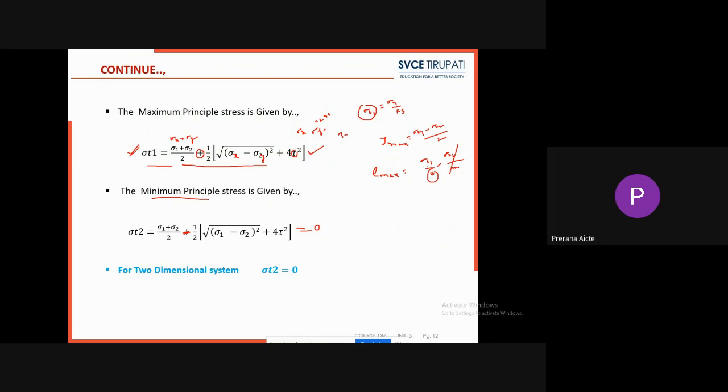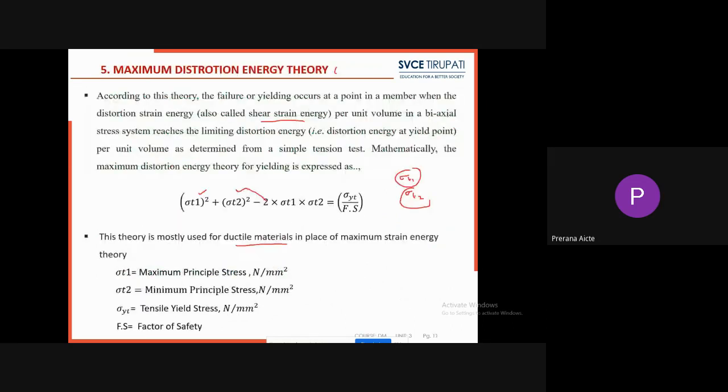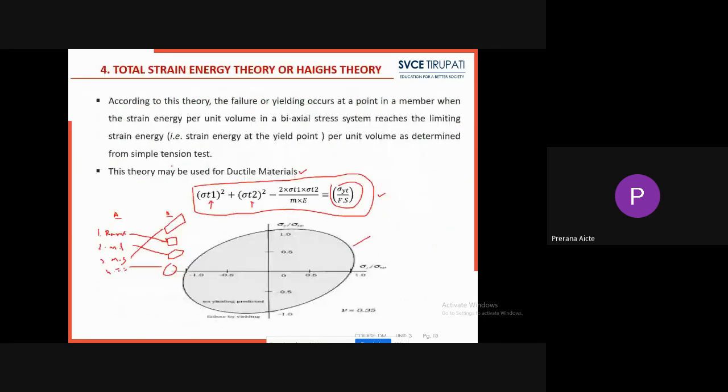Maximum strain energy theory. What is the equation here? See, sigma T1 square, sigma T2 value 0, minus 2 into sigma T1, sigma T2 means entirely 0, equals sigma y by factor of safety. Always in a biaxial plane, you simply put sigma T2 equal to 0. That's it. How to get sigma T1?